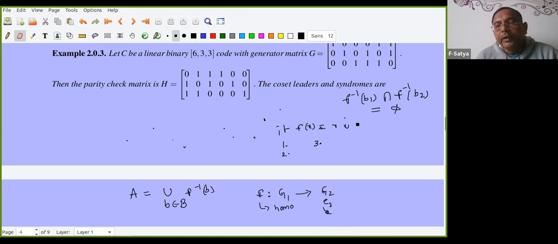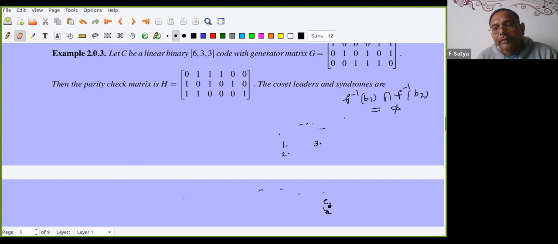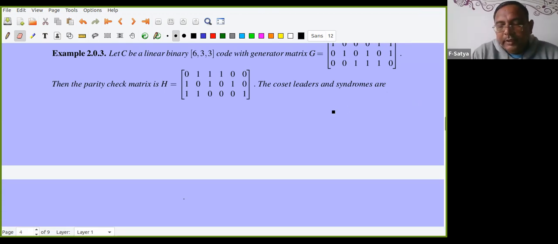So now, what is the syndrome? Syndrome is a linear transformation. Linear transformation from where to where? Do you recall? Just a few minutes before I told you. Syndrome is a map from Fq power n to Fq power n minus k, and it is surjective. What is the preimage of 0? That is the code C.